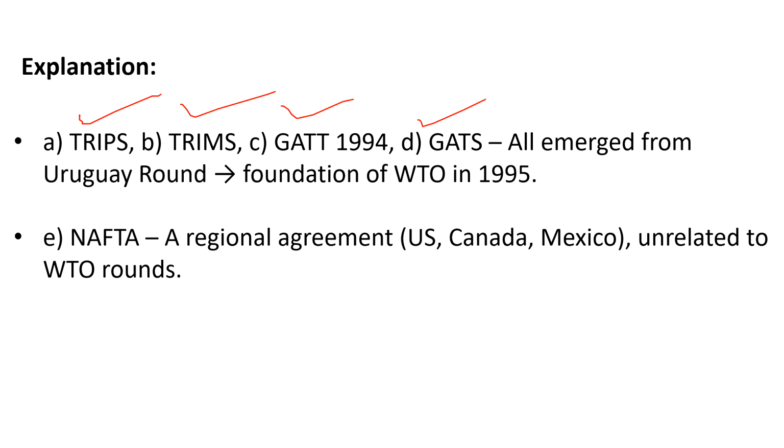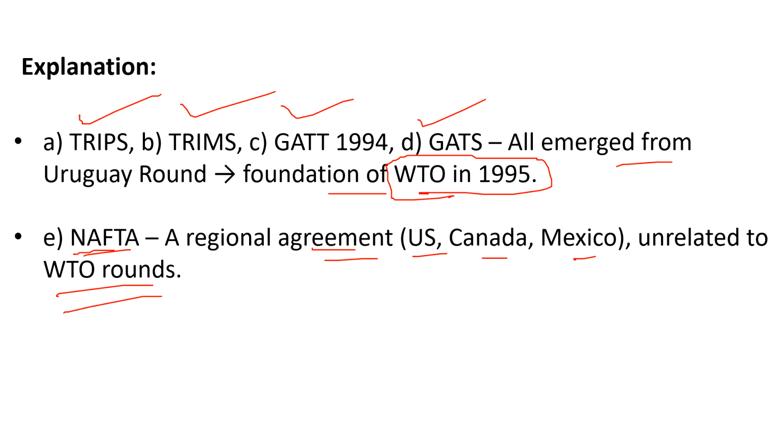A, B, C, and D: TRIPS, TRIMS, GATT, and GATS all emerged from the Uruguay Round. That is the foundation of the WTO in 1995. NAFTA is a regional agreement including the US, Canada, and Mexico, which is not related to the WTO. NAFTA is a different agreement.